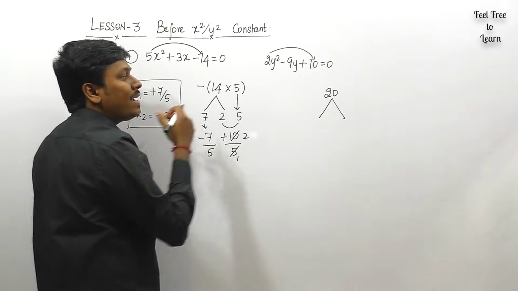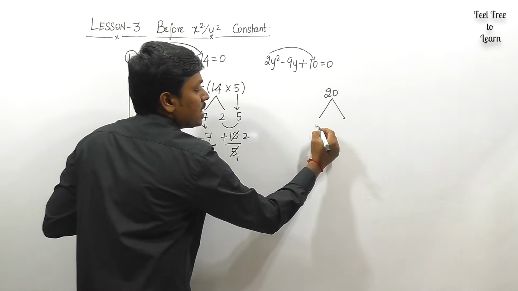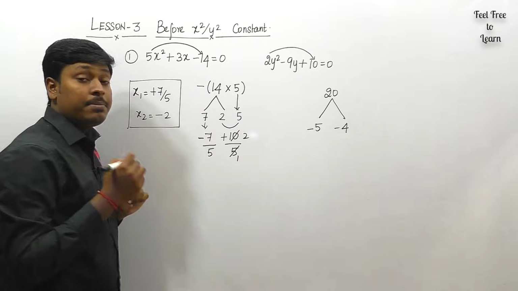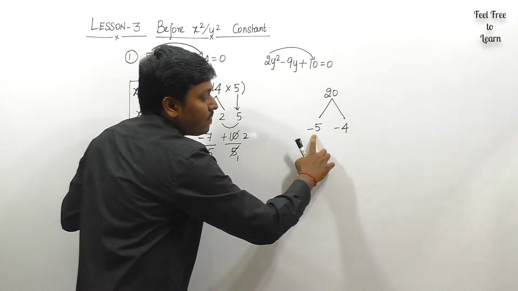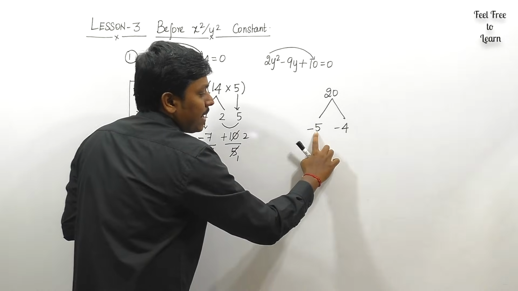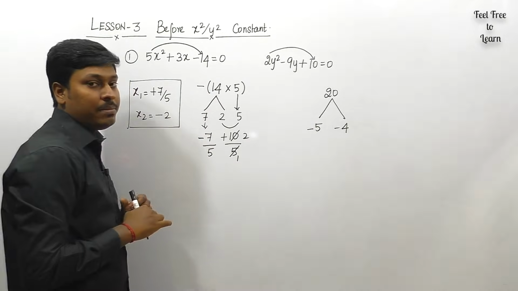Now our target is to bring minus 9. So 5 4s are 20, right? So minus 5 and minus 4. When we multiply both the numbers, minus 5 into minus 4 will be plus 20. When we add both the numbers, minus 5 and minus 4, the resultant will be minus 9.